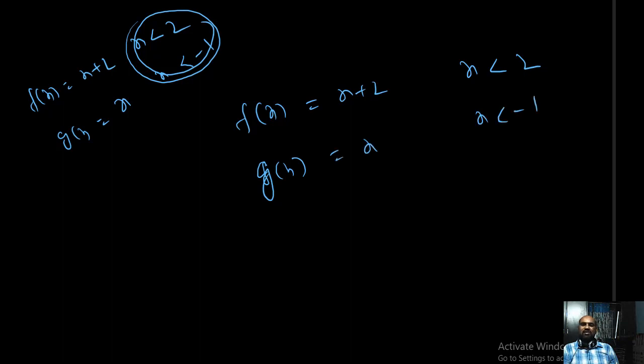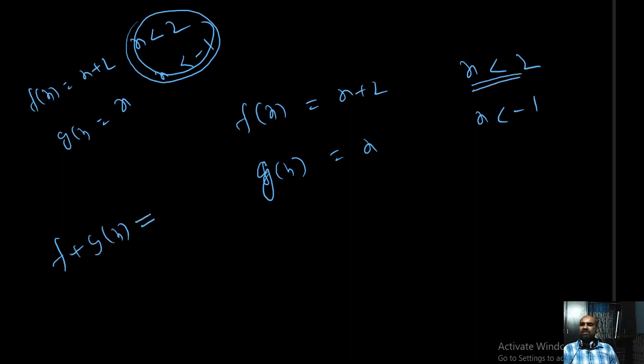Listen. f of x is given as x plus 2 for x less than 2. g of x is given as x for x less than minus 1. We want to add these two. The question is, what is f plus g of x?